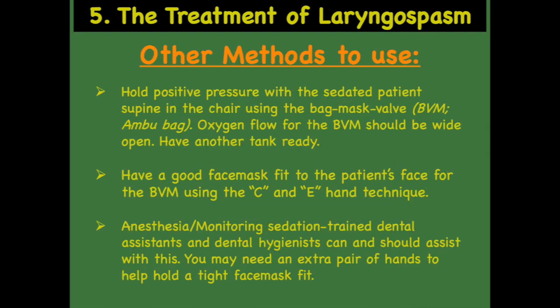Other methods that you can use, and what we were taught early on, is to hold positive pressure with a bag valve mask, also called an ambu bag. You would increase the flow to high for the bag and the mask, get a good mask, and just apply positive pressure. You don't breathe the patient, but you apply positive pressure, and we're going to see pictures of that. And it's good to have a trained set of extra hands to help you, again, with these patients that are laryngospasmic.